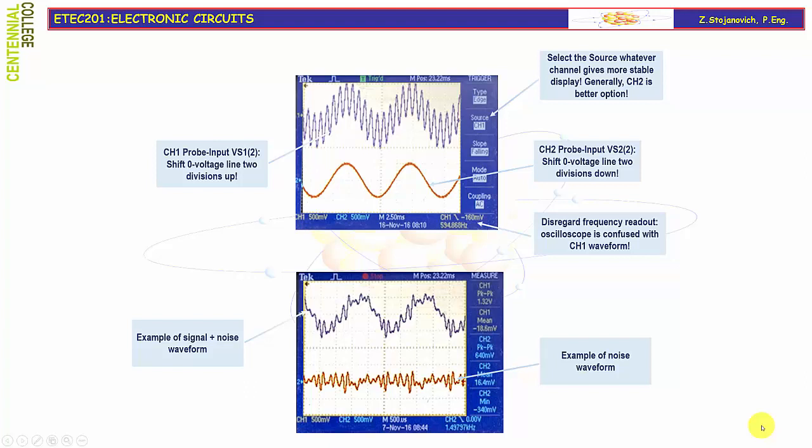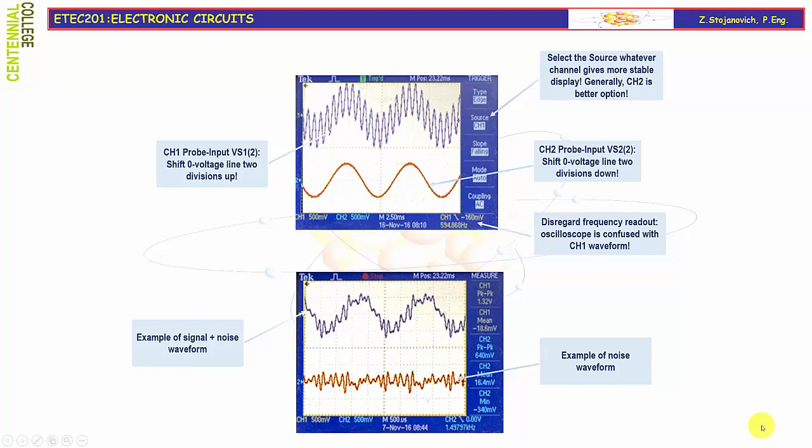If the interference signal appears as a common mode signal on both inputs, then it will be multiplied by a very small common mode gain, while the useful signal, being a difference, will be multiplied with a huge differential gain, and the output will show the clean useful signal only.